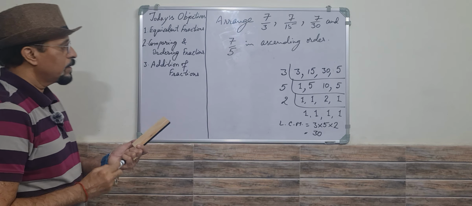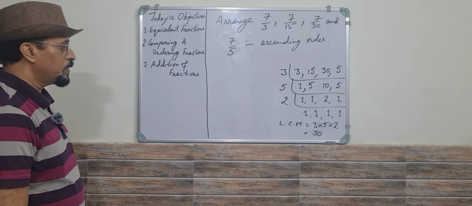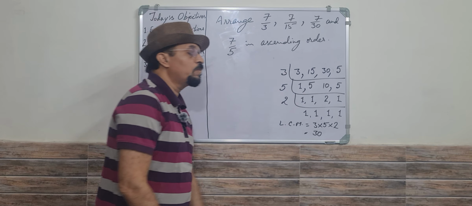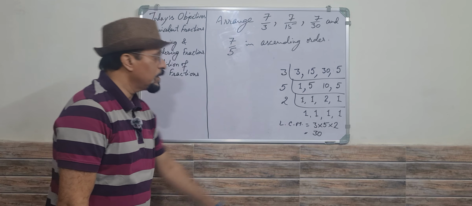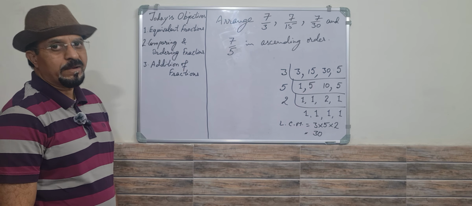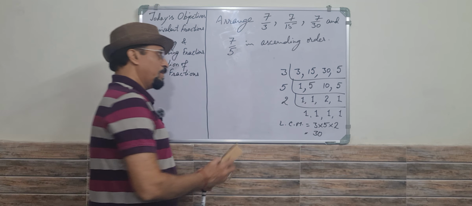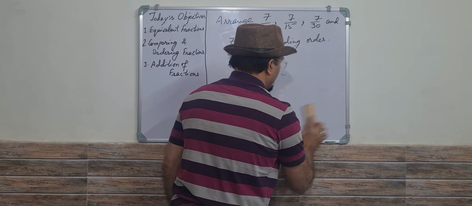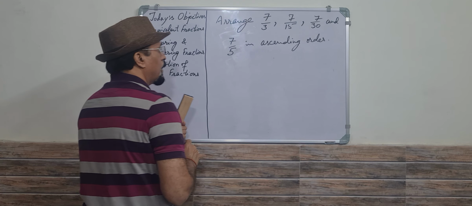That means now we need to achieve the denominator of each of these 4 fractions as 30. Once we achieve that, once the denominators of every fraction are equal, we can very well compare them. So LCM is 30, right?